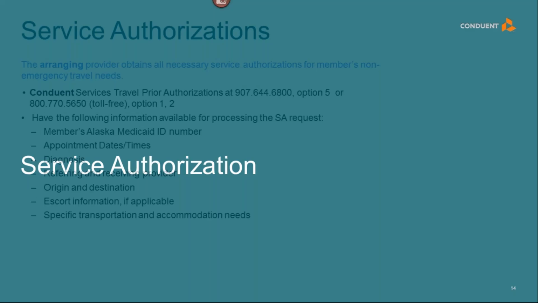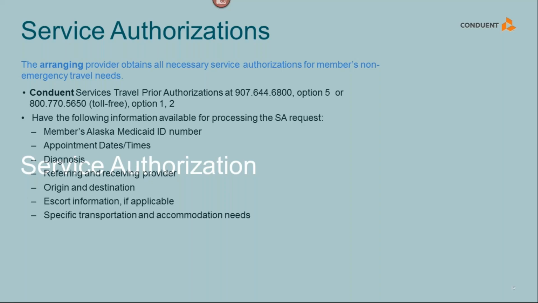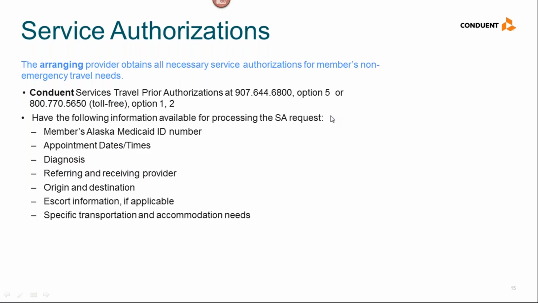All right, the arranging provider obtains necessary service authorizations for members' non-emergent travel needs. And you would do that by calling Conduent Services Travel Prior Authorization. If you are calling our 907 number, which is 907-644-6800, you would choose option 5. Or if you're calling our 800 number, which is 800-770-5650, you would choose option 1 and then 2.